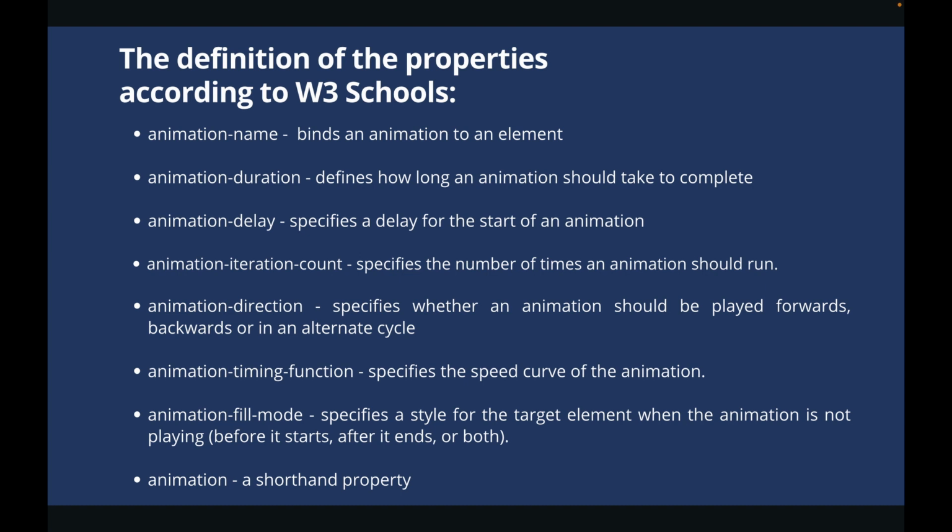According to W3Schools, animation-name binds an animation to an element. Animation-duration defines how long an animation should take to complete. Animation-delay specifies a delay for the start of an animation. Animation-iteration-count specifies the number of times an animation should run. Animation-direction specifies whether an animation should be played forwards, backwards, or in an alternate cycle. Animation-timing-function specifies the speed curve of the animation.